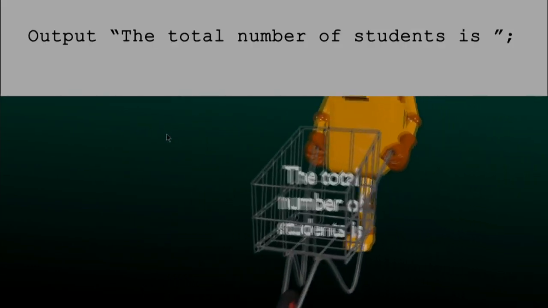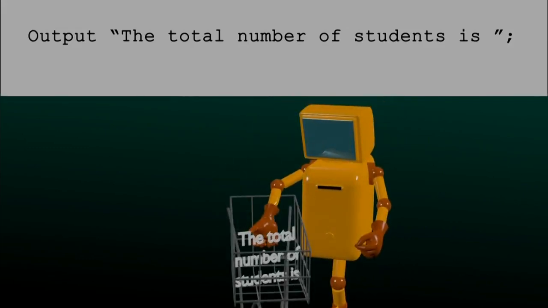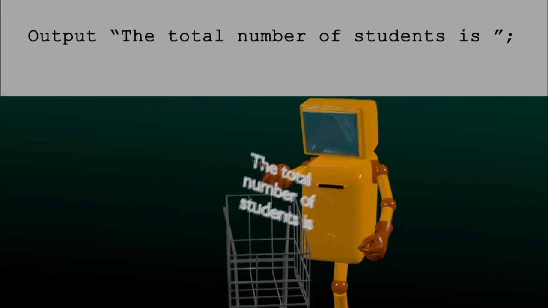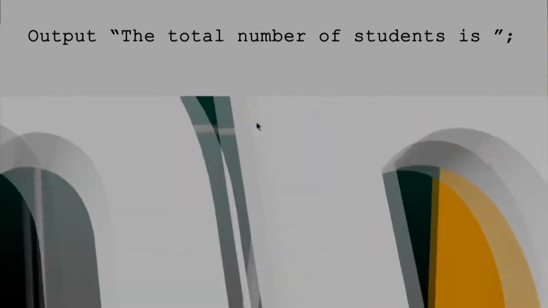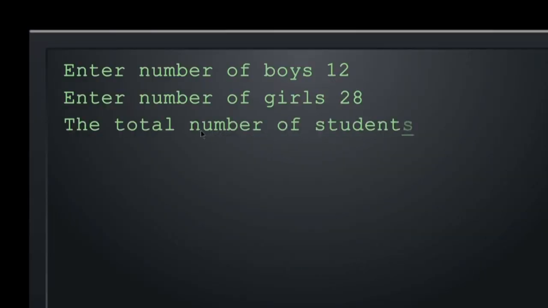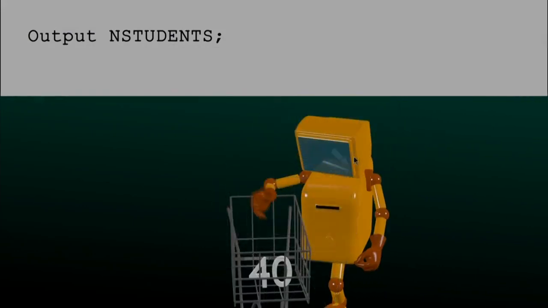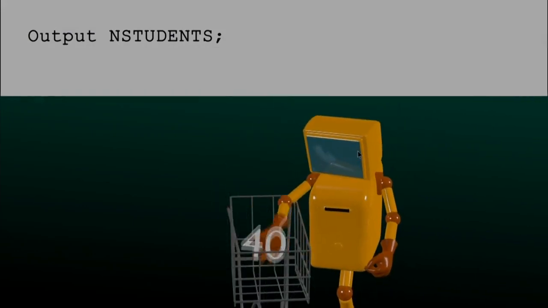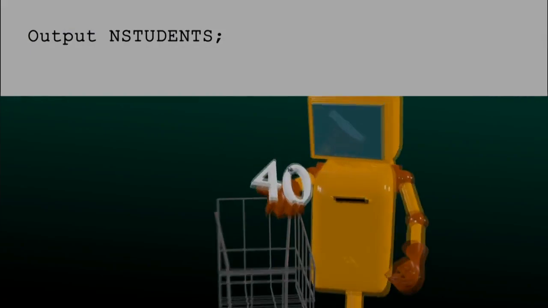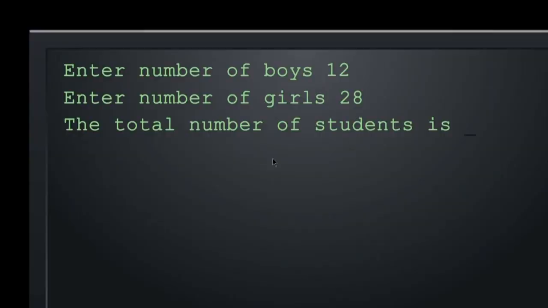After doing the computations towards the end, Dumbo will bring another string, because of this instruction, the total number of students is, and this string will come here. Afterwards Dumbo will execute the instruction output n students, and now the value 40 will come, and this 40 value will come after this string. Notice how beautiful the interaction now is.